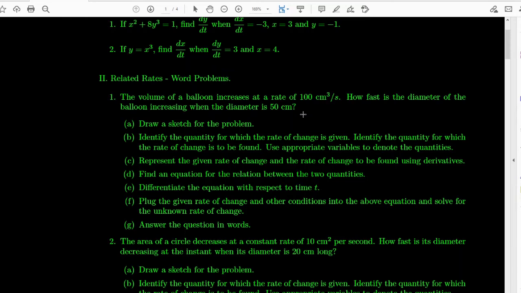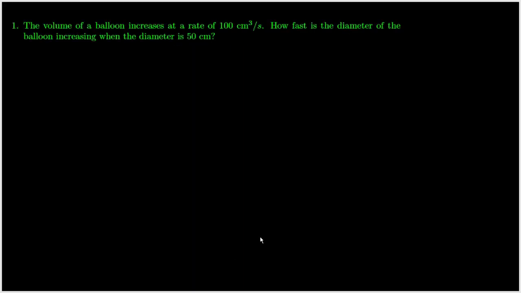Anyway, we go back to the problem. We follow the steps. We always follow the same steps. Now step A, we draw a sketch. For this question, it's simple. We draw a sketch, right? You draw a balloon, a sphere, so something like this. Right, then step A, draw a sketch. And then we move on to step B.